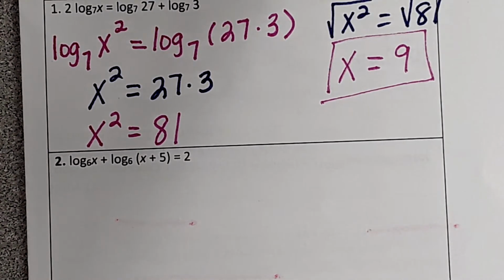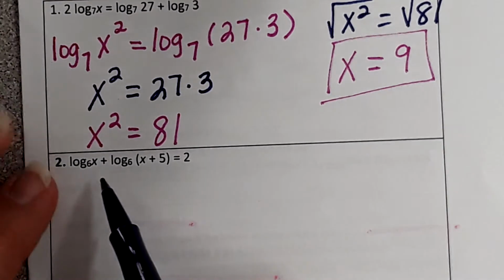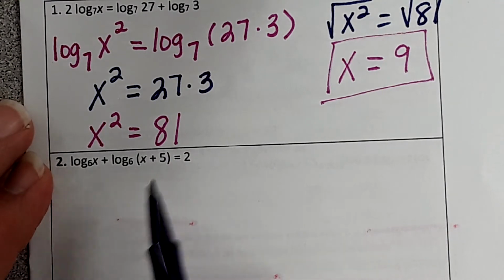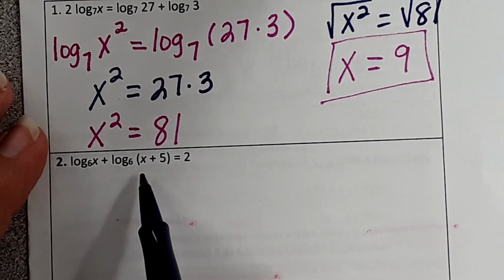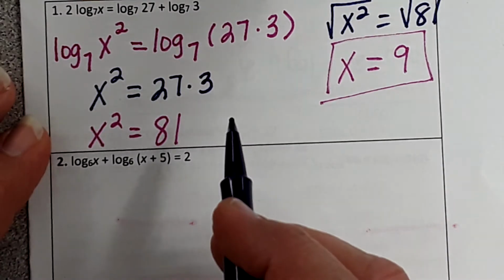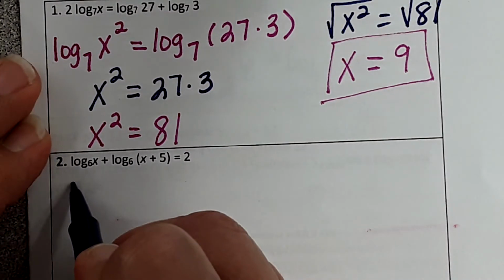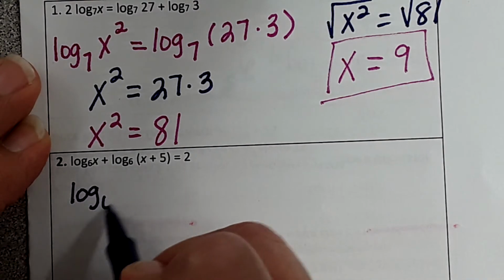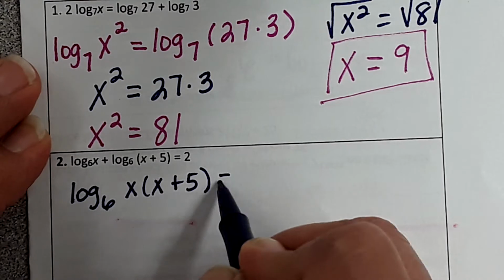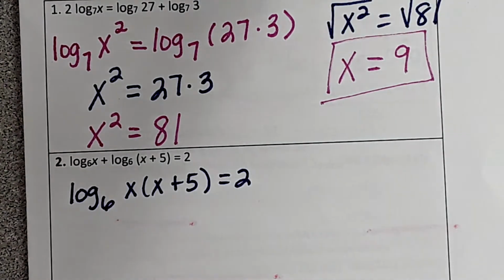Okay. Log base 6 of x plus log base 6 of x plus 5. So that's an addition problem. What do we do with those? When it's an addition problem, how do we rewrite it? Log base 6 of x times x plus 5. Remember, you can only really have one logarithm on each side.